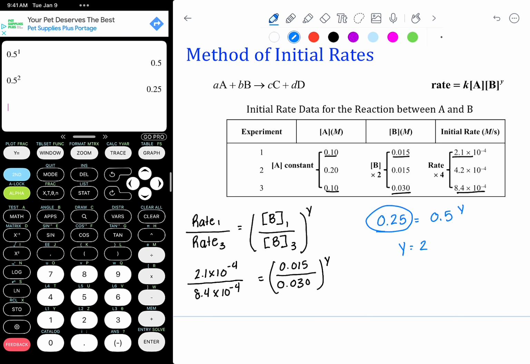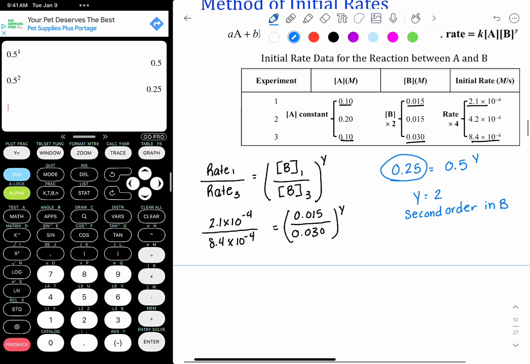So we're just looking for the value that the exponent has to be in order to have both sides of the equal sign be the same number. Okay, that's what an equal sign means. So y is then equal to 2. So this is then second order in B.